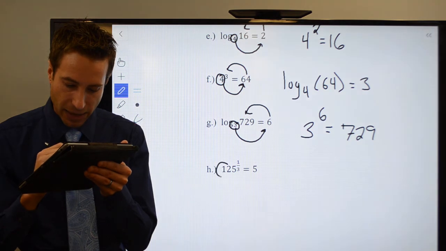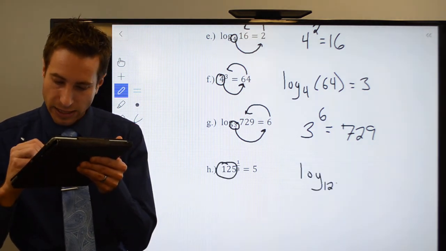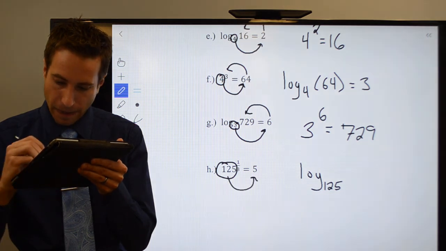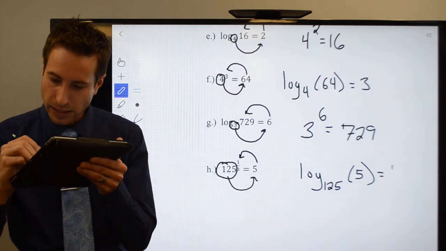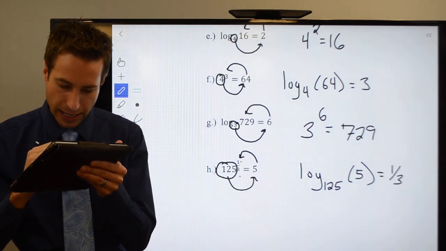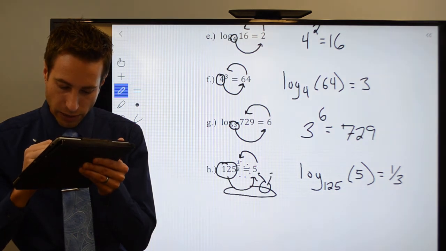I've got an exponential, so I'm going to rewrite it as a logarithm. Log base 125 of 5 is equal to 1/3. And again, you just finish those guys off and draw yourself cute little snails.